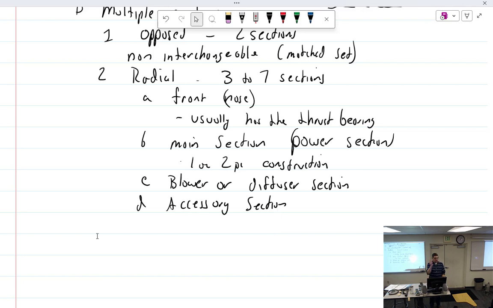So when you go across the street, you look at our lab: the Continental, then a Lycoming, then the 2800. The Continental is a small one, 7 cylinders, and does not have a diffuser. The next one does. The next one does.